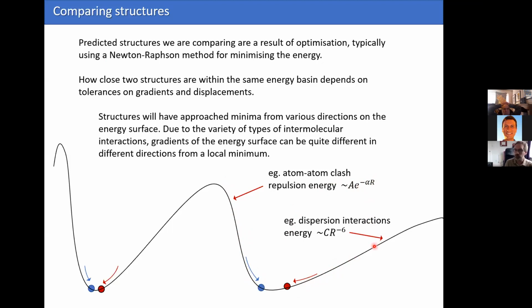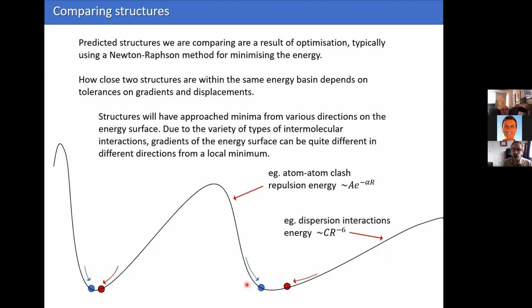Maybe I've had another structure which came from a starting point where molecules were far apart and being drawn together by, say, dispersion interactions. Here the energy goes as 1 over the distance to the power of 6, so it's much softer interactions. So you'll have shallower gradients. You'll end up stopping earlier if you just have a tolerance on gradients to identify when you're at the minimum.